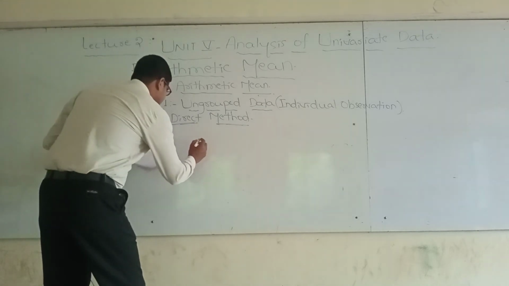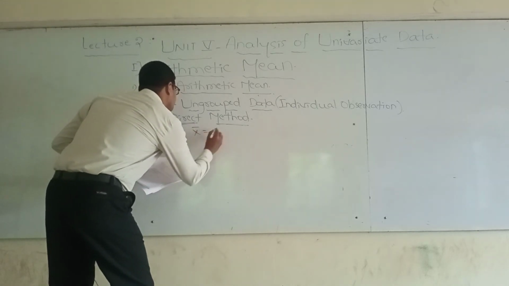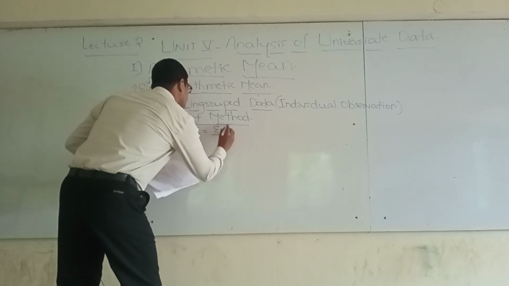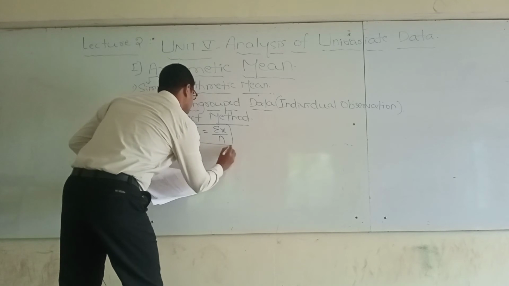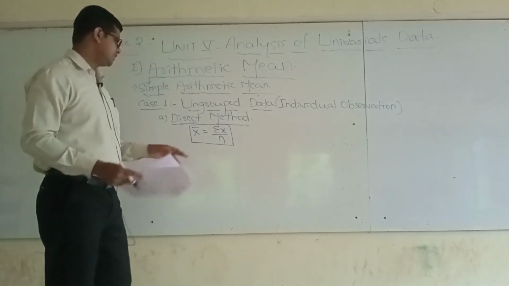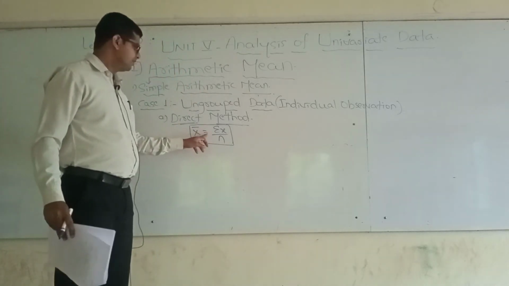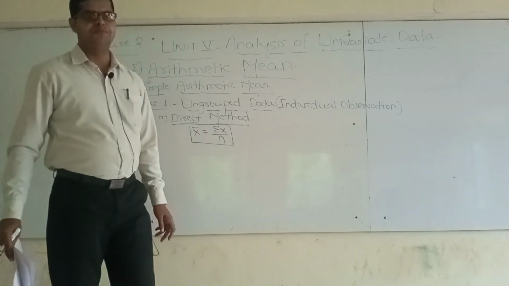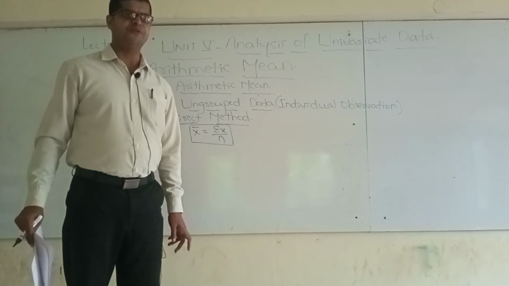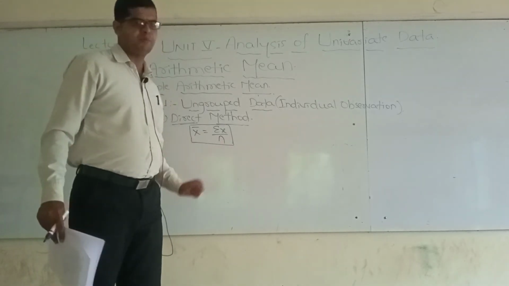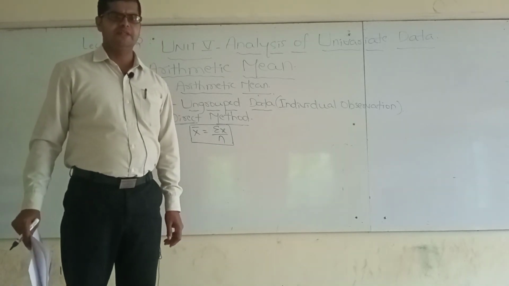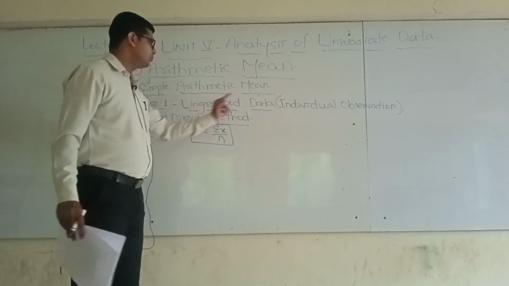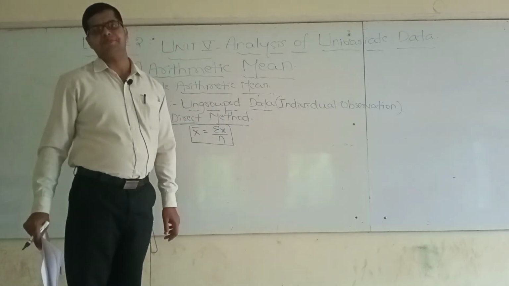x bar is equal to summation x divided by n. Simple formula. x bar, in the sense arithmetic mean, is equal to summation x. Summation x means sum of the observations, divided by number of observations. We get the arithmetic mean. This is particularly for ungrouped data, that too by direct method.